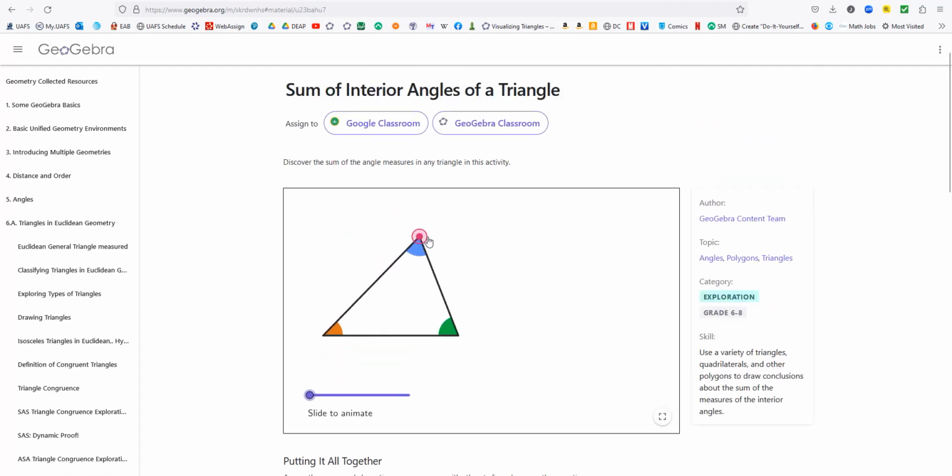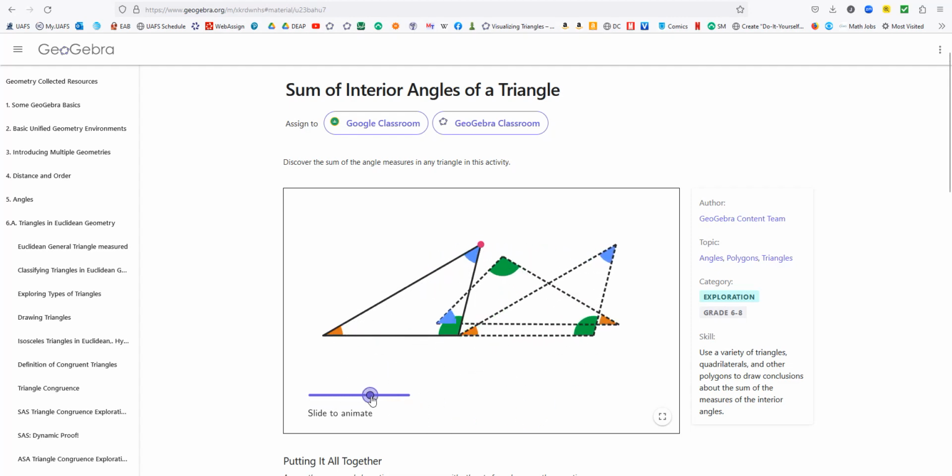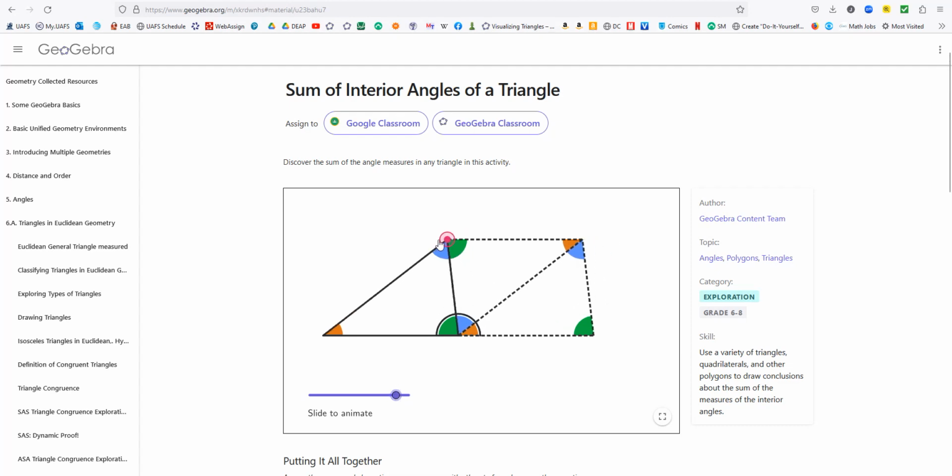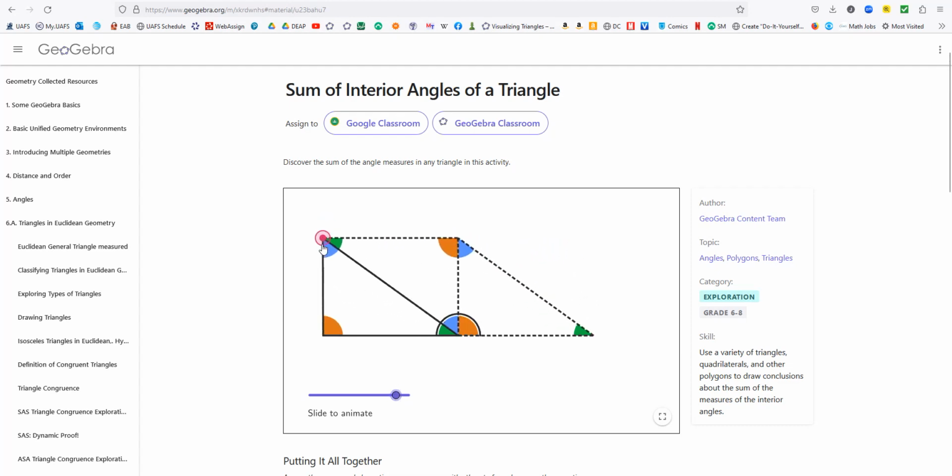Okay. So let's see what this does. Okay, so look what they've done here. They've said, if you take this angle and slide it over and rotate this one around, what do you see? You see that they all add up. That might help you with a proof to see that those three angles add up to the same as a straight angle, pi radians or 180 degrees.